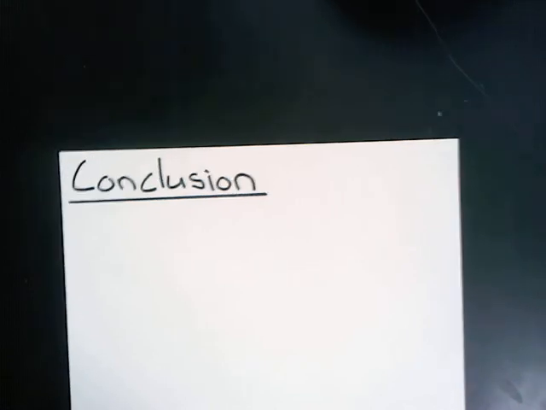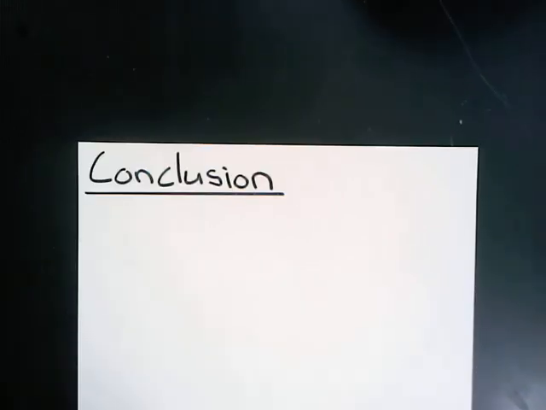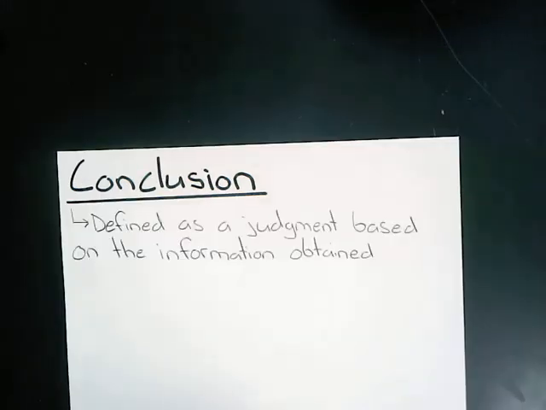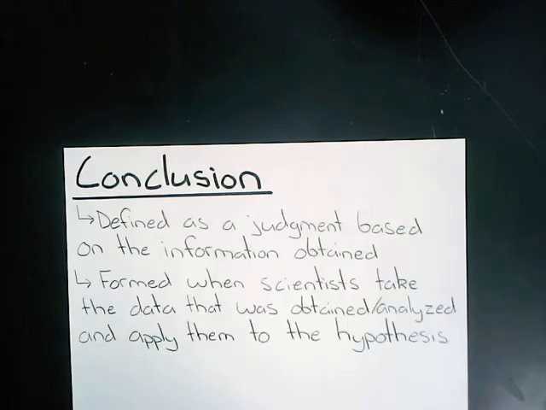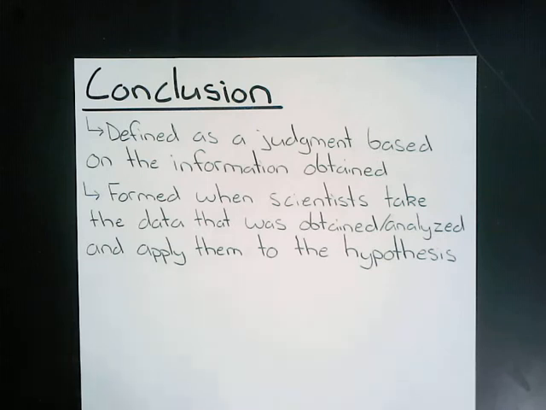So the conclusion is defined as a judgment based on the information obtained. Now, a conclusion is formed when scientists take the data that have been analyzed and apply it to the hypothesis. Now, two types of conclusions can be made from the results.